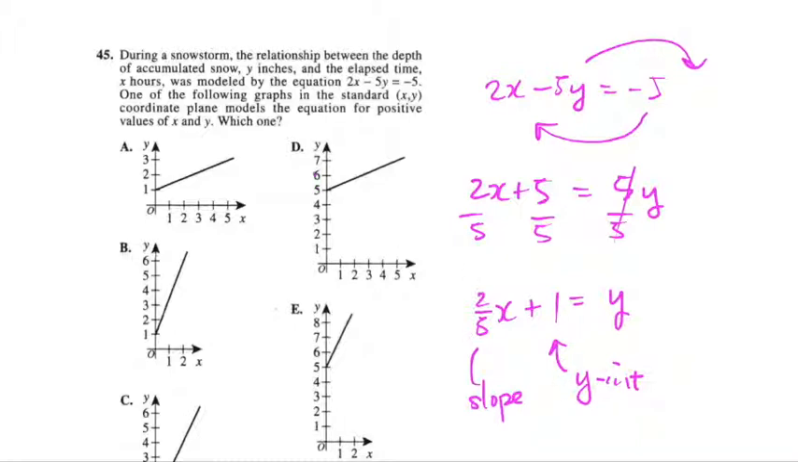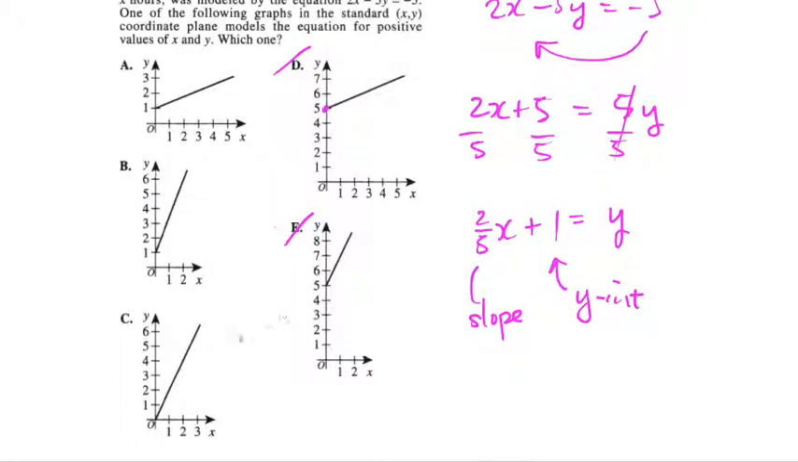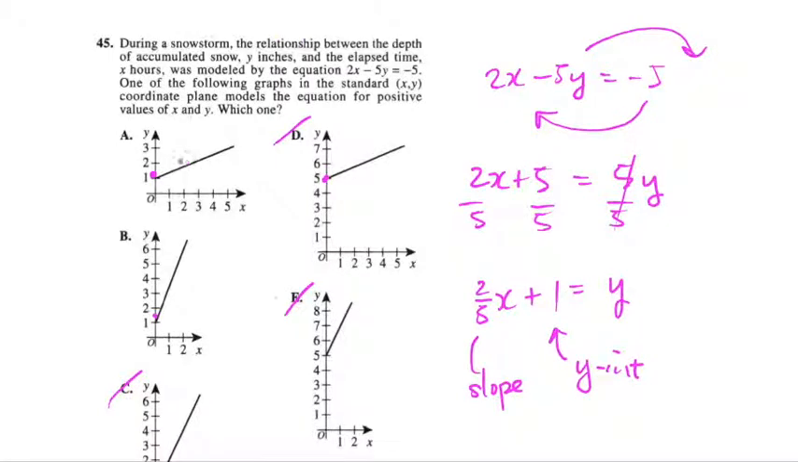That means D is not our answer. A might be our answer, B might be our answer, E is not our answer, and C is not our answer either because it has to be hitting at 1. Now we can just take a look at A and B and we know which one is the right answer because 2/5 is a fraction. It's less than 1. That means that slope is going to be flat. If it's greater than 1, that means it's going to be steep. So flat for something less than 1, which looks like this one. This one definitely looks like something greater than 1.